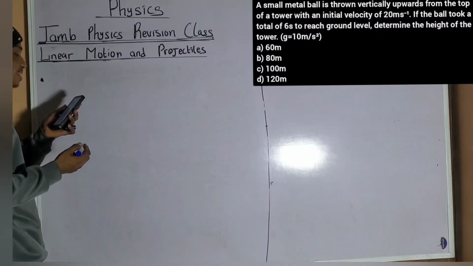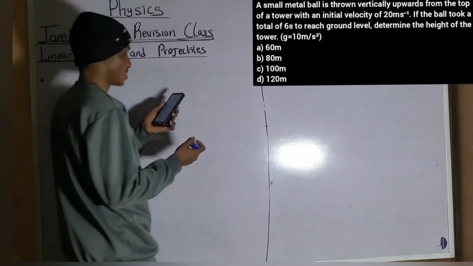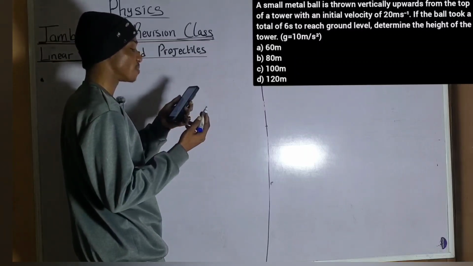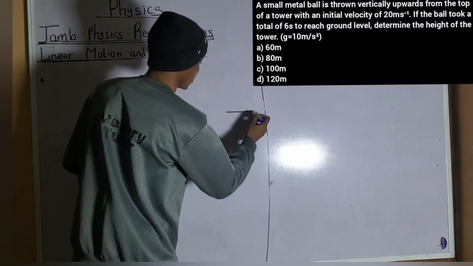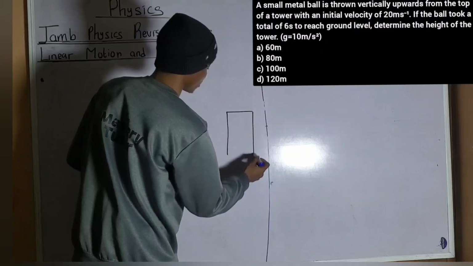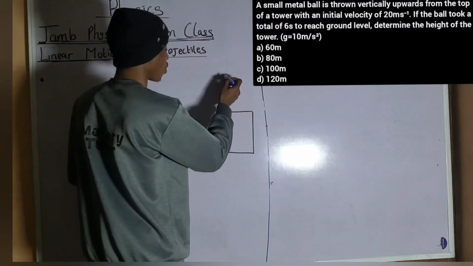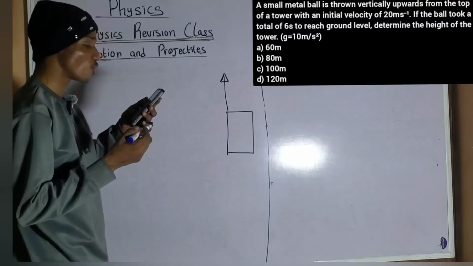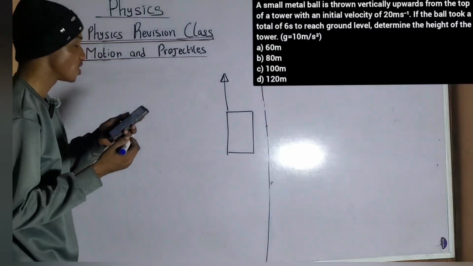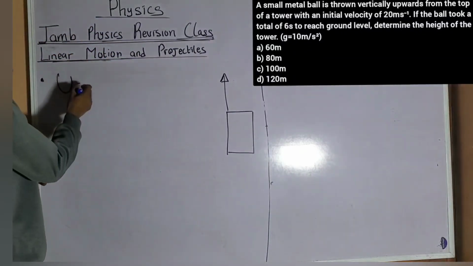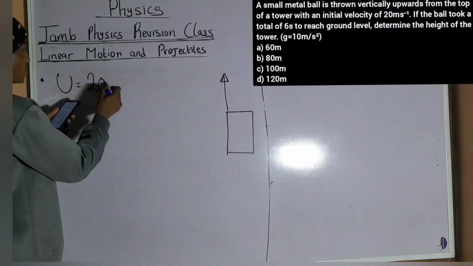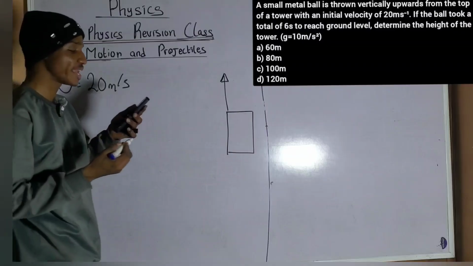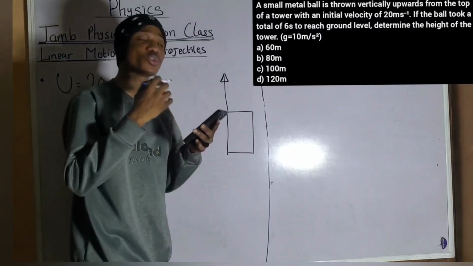We are given that, in fact, let me draw it out. A small metal ball is thrown vertically upwards from the top of the tower. Now, let's say this is the tower. Are you getting it? This is the tower. Now, the ball is thrown upward from this tower. And the velocity with which the ball was thrown up is 20 meters per second. So, the initial velocity U equals 20 meters per second. Are you getting it? Now, the ball took a total of 6 seconds to reach the ground level.